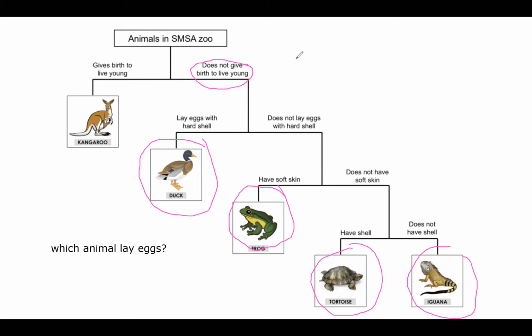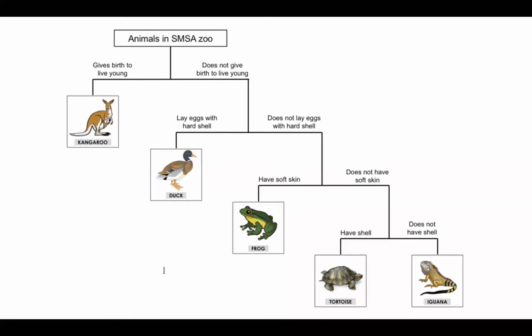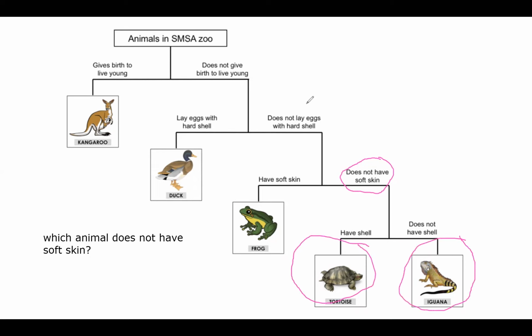Let's do another example. So let's say, which animal does not have soft skin? Okay, so all you have to do is look at this classification key, and which animals do not have soft skin? You have two here, the tortoise and the iguana. So that's how you use a classification key to figure out which animal has which characteristics.